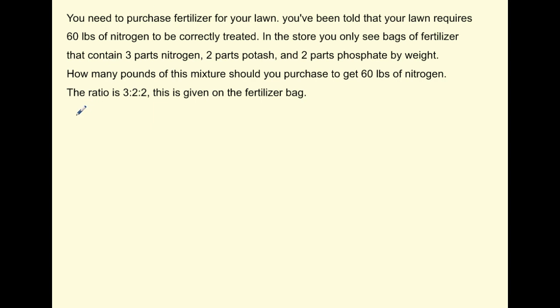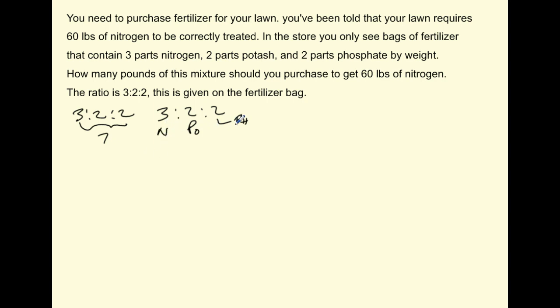So our ratio is 3 to 2 to 2. And if we add those up, we get 3, 4, 5, 6, 7, okay? So our first ratio, we're given. And the first part is 3 to 2 to 2. This is phosphate, called P, this is potash, and the first part is nitrogen.